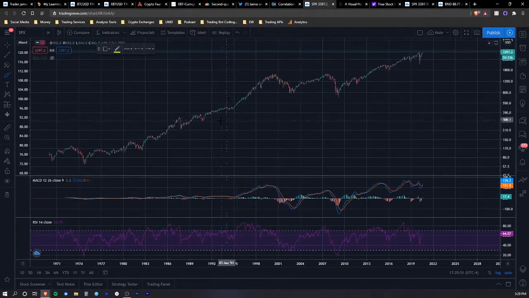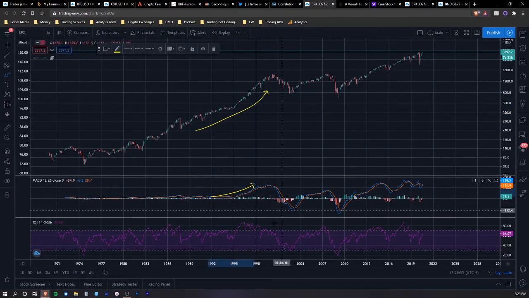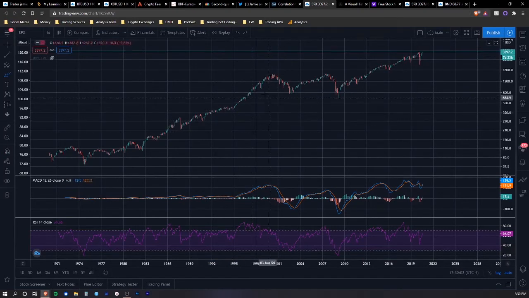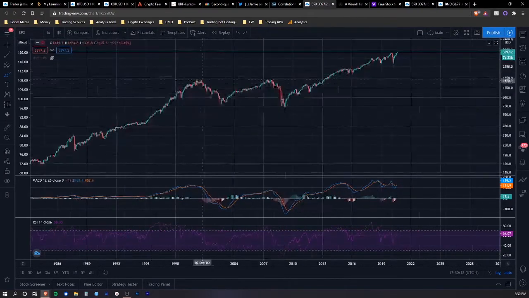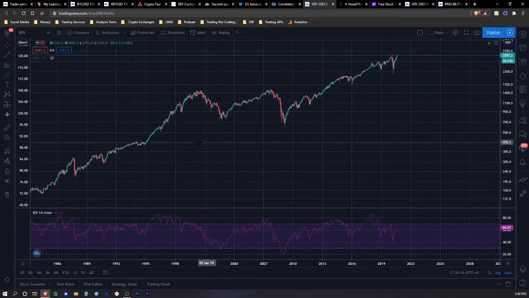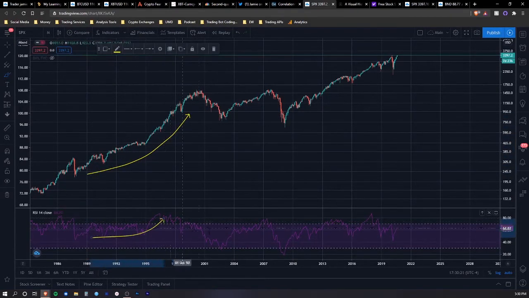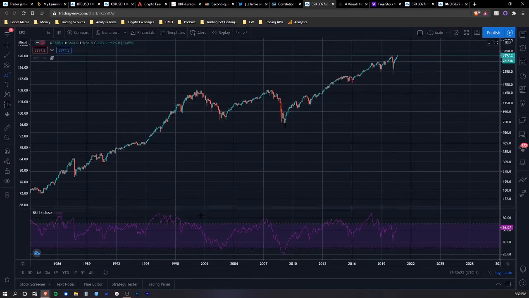steady growth in price, and the steady growth usually corresponds to steady growth in indicator values. And that's all rainbows and butterflies. It's all great. But sometimes there are disparities between the two. When price continues to go, this is specifically in RSI. Let me get rid of MACD. When price goes higher, indicators go higher, it's all sunshine and rainbows.